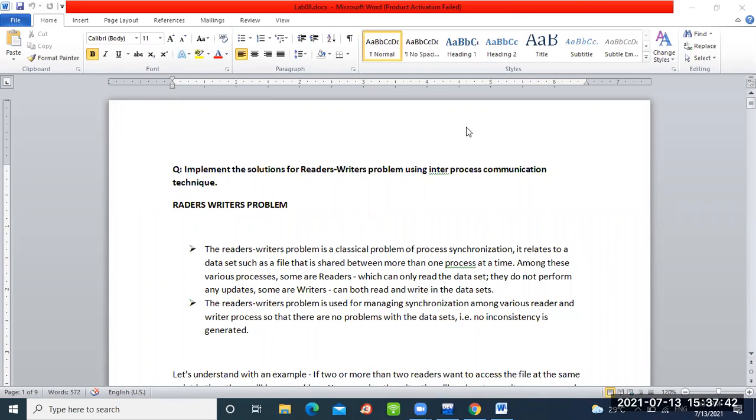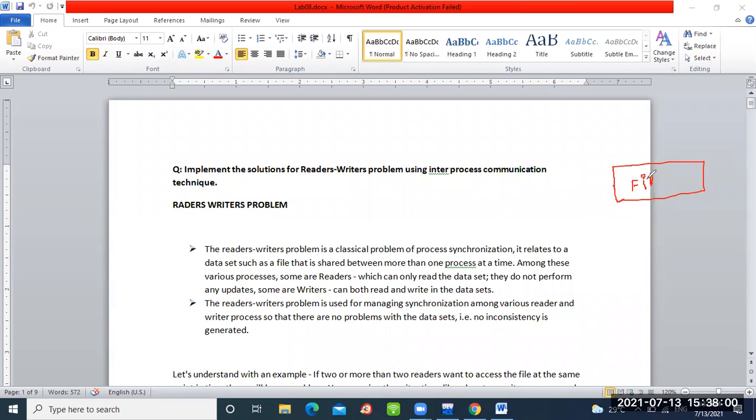The reader-writer problem is very simple. Here we will have a file. Suppose this is my file. This file is a shared resource.